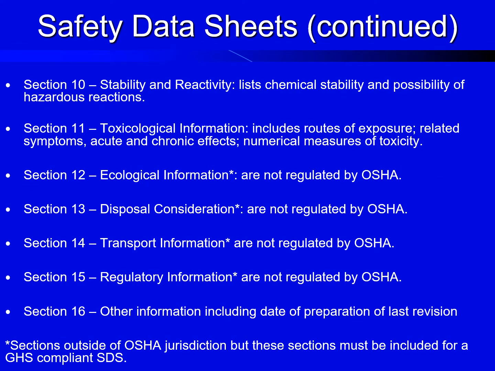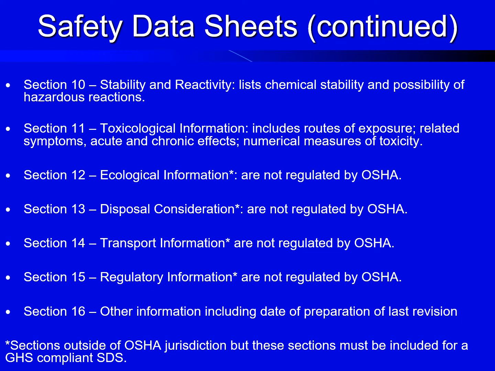Safety data sheets continued. Section 10 covers stability and reactivity, lists chemical stability and the possibility of hazardous reactions. Section 11, toxicological information, includes routes of exposure, related symptoms, acute and chronic effects, and numerical measures of toxicity.